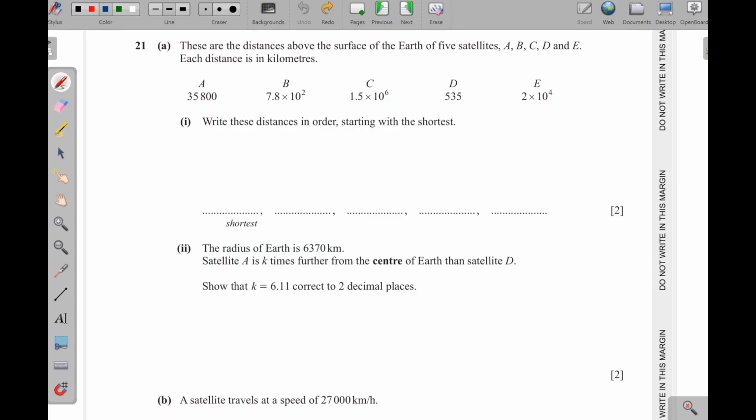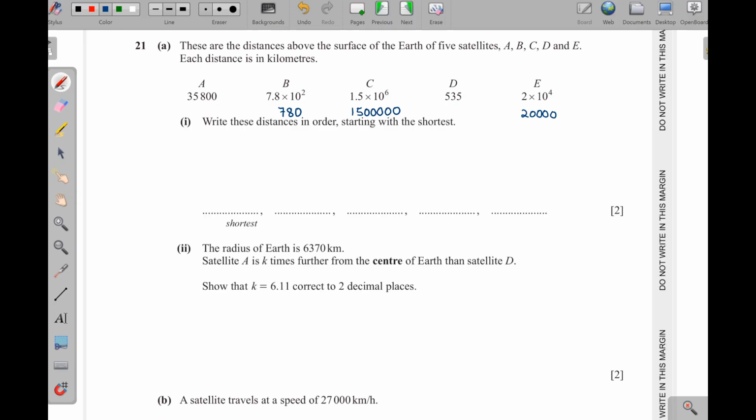So I can write all of them as ordinary numbers. So you move 1, 2. So this will be 7, 8, okay, then 0. Then this one is 1, then 5. So 1 cancels 1 here, and then we add on 5 zeros. 1, 2, 3, 4, 5. Okay, then this one will be 2, 0, 0, 0, 0.